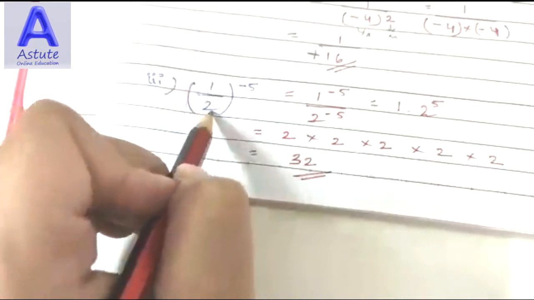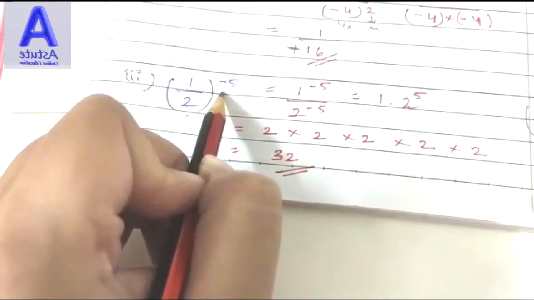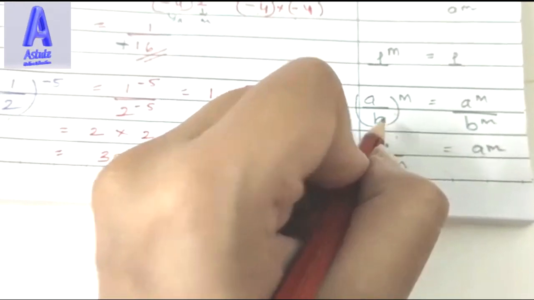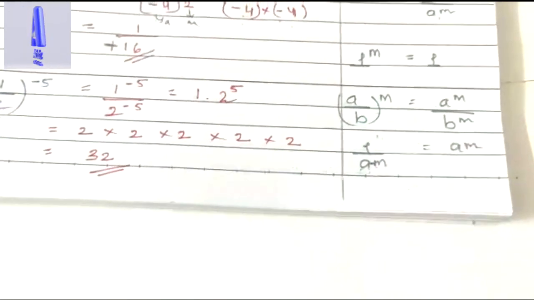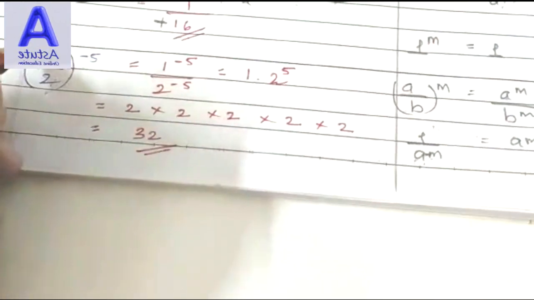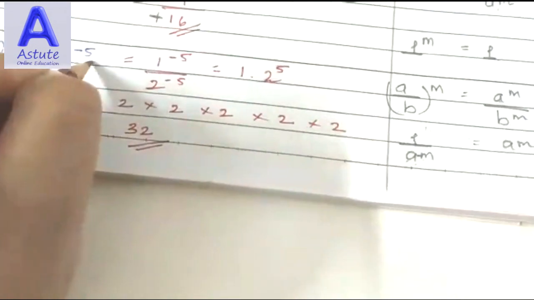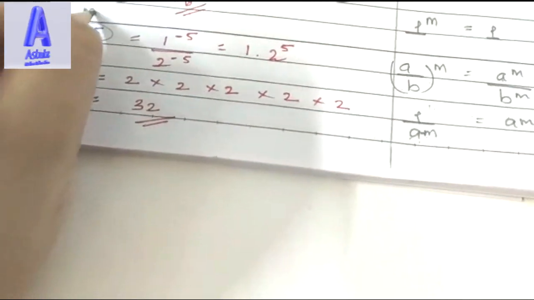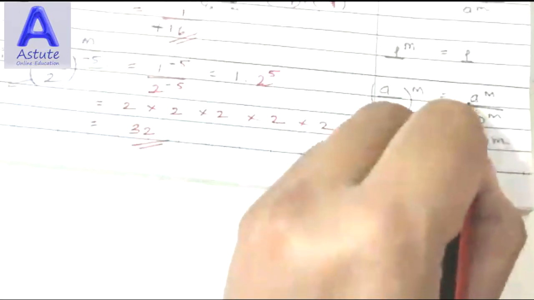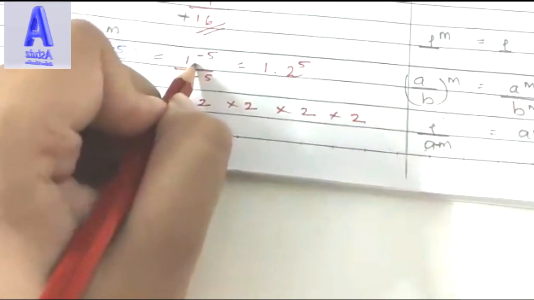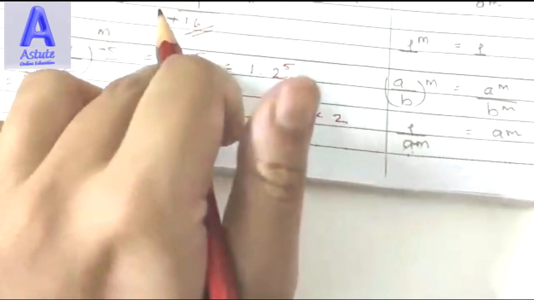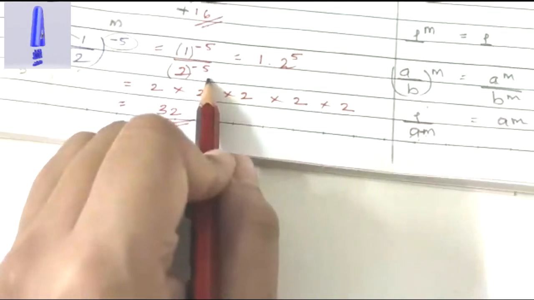This is 1 by 2 to the power of minus 5. This can be expanded using our rule for same power, different bases. A by b raised to the power of m gives us a to the power m and b to the power m. Here 1 is our a, 2 is b, minus 5 is m. Yes, you heard me correctly. Minus 5 is m. So we write it as a to the power m and b to the power m, meaning 1 to the power of minus 5 and 2 to the power of minus 5.